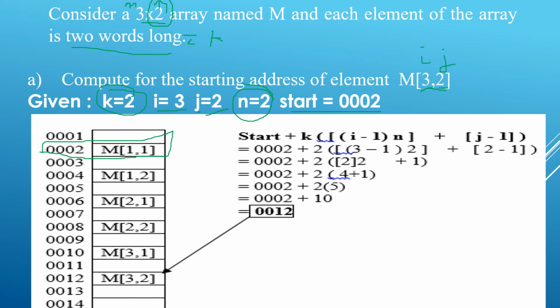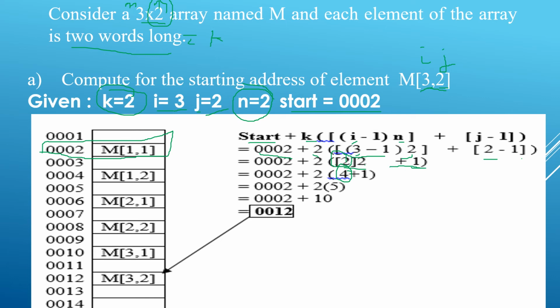So, ganun pa rin. No? Using the formula, start plus k times the expression of i minus 1 times n plus the expression of j minus 1. So, substitute all the values. k is equal to 2, start is equal to 0002, i is equal to 3, n is equal to 2, and j is equal to 2. And then, analyze natin, lahat muna nasa loob ng parentheses. So, 3 minus 1 is 2, okay? Multiplied by 2, plus 2 minus 1, 2 minus 1 is 1. So, 2 times 2 is 4, bago mo i-add kay 1.